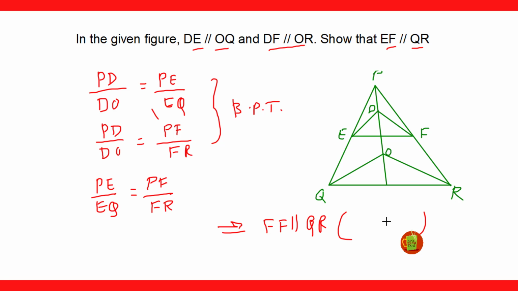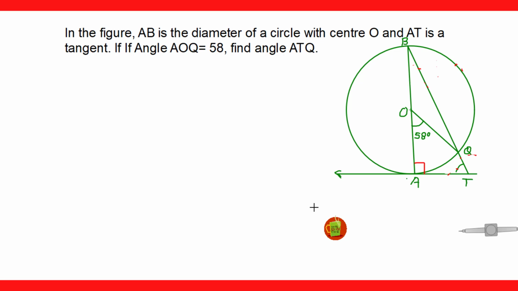Friends, now let us move to the next question. So friends, here is the next question. In the figure, AB is a diameter of a circle with center O and AT is a tangent. If angle AOQ is 58 degrees, find the angle ATQ.